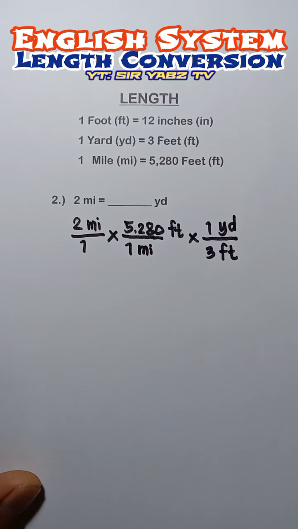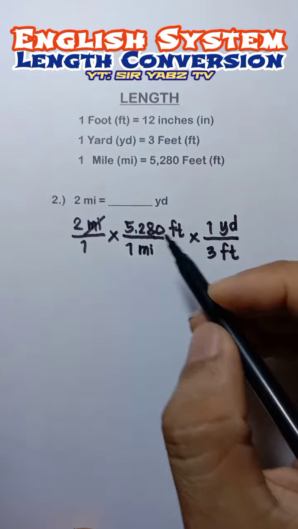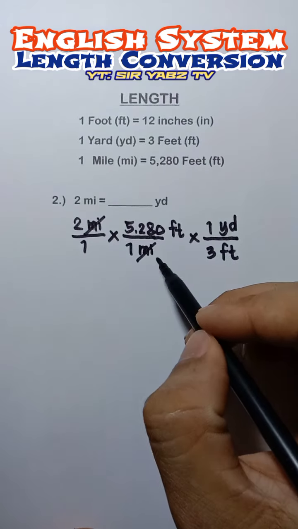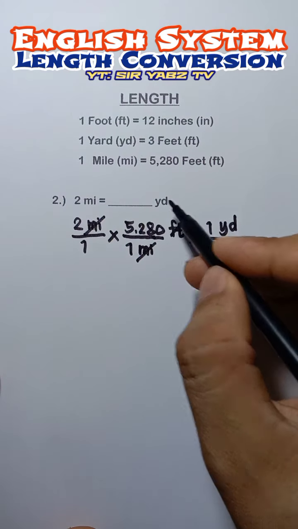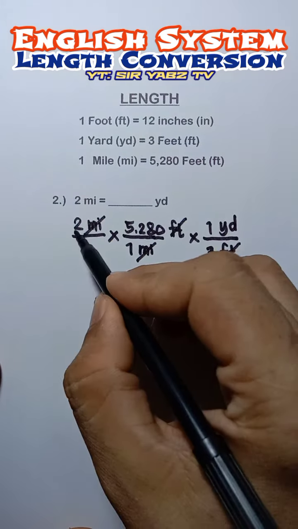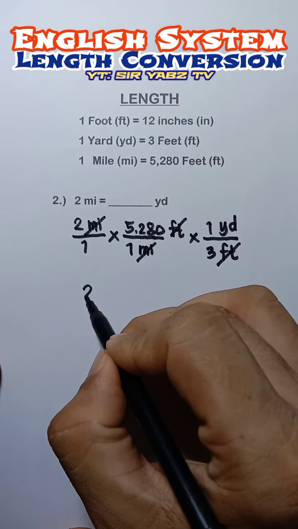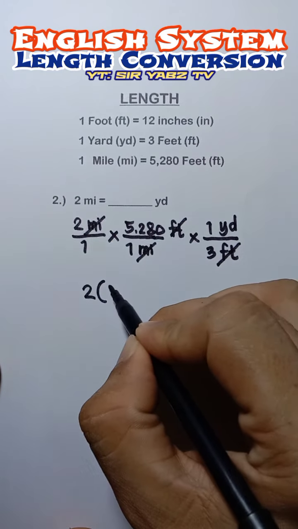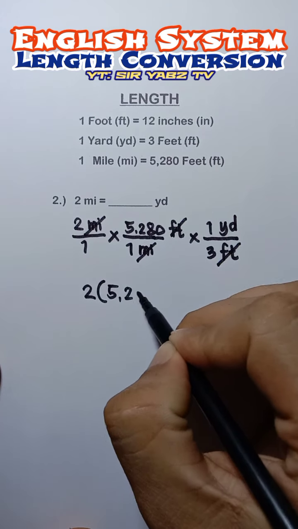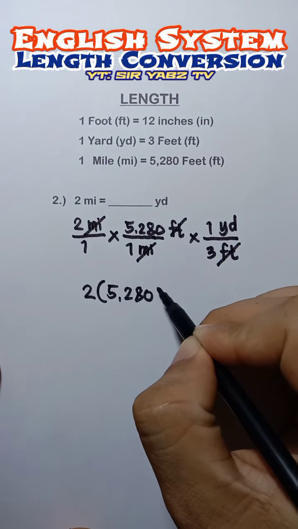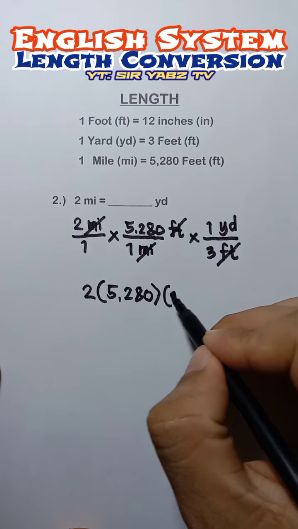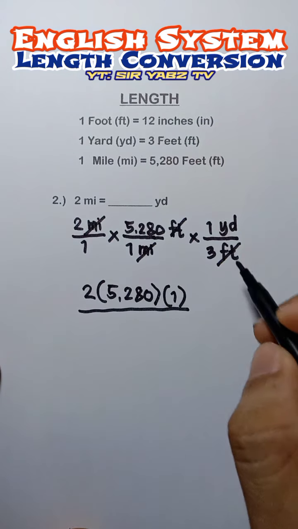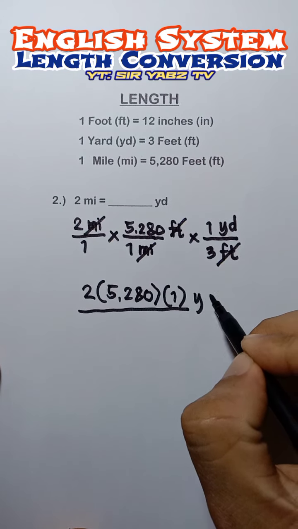So cancel out the miles. So miles on the numerator, miles on the denominator, cancelled out. That means 1. Then feet, the numerator and the denominator. So the remaining unit is just yard. So that is our expectation, yard. So let's multiply the remaining factors. 2 times 5,280. Okay, times 1. Okay, so just write 1 yard.